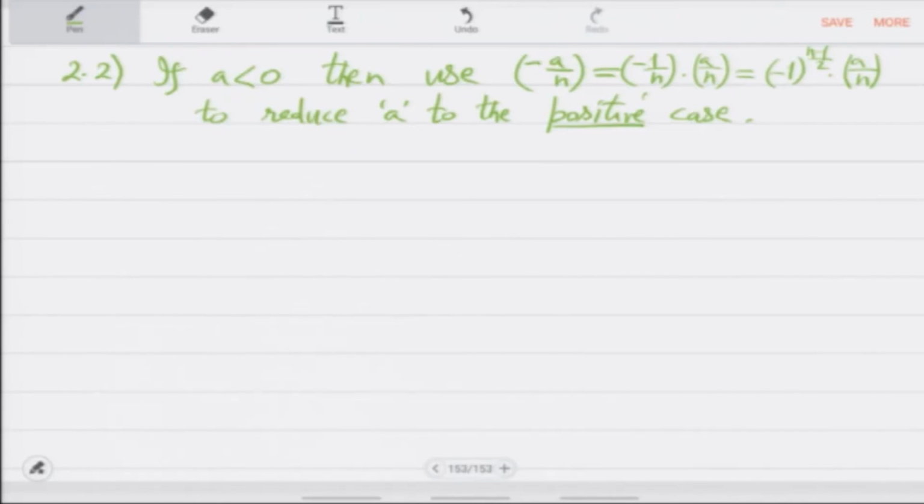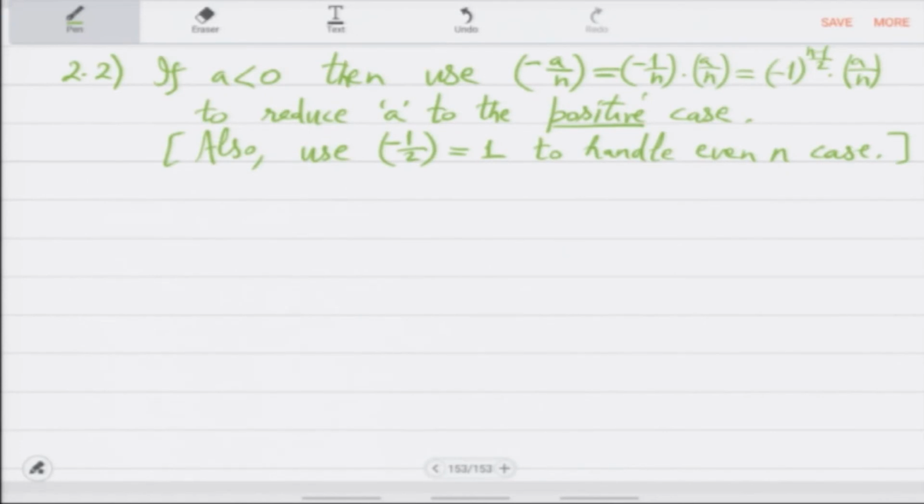You can make a positive by switching a to minus a by this formula, but this formula requires n to be odd. If it is not odd, you can use minus 1 by 2 is 1 to handle the even n case. Basically remove the extra powers of 2 in n using this formula again and again, and then when you have an odd n, you use the minus a relationship. This way you will make a positive, so we can now assume a to be positive without loss of generality.